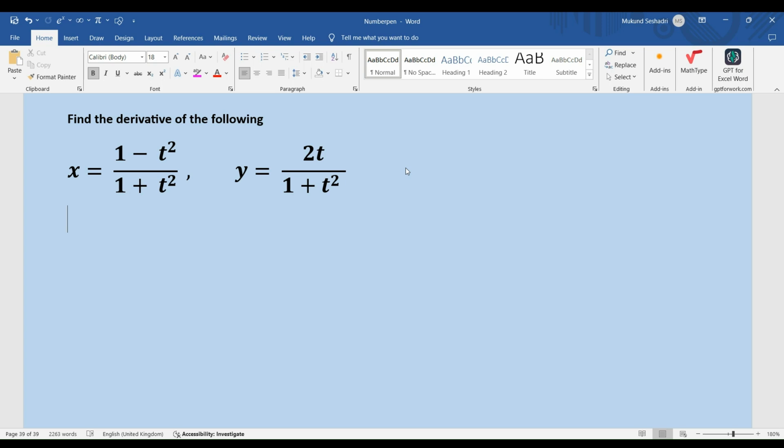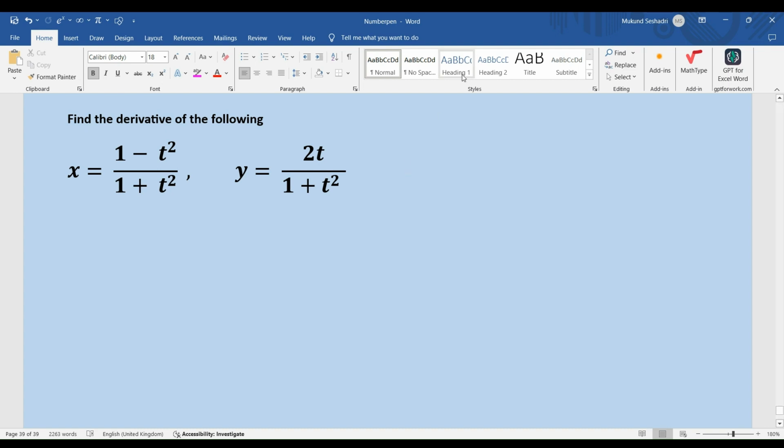So there we have the problem on the screen. Find the derivative of the following: x equals 1 minus t square divided by 1 plus t square, and y equals 2t divided by 1 plus t square, right? So it looks like we have a parametric equation in place. x and y are connected through t, which is a parameter here.